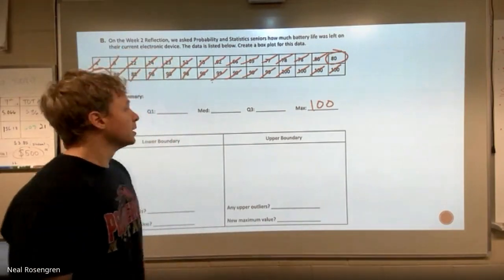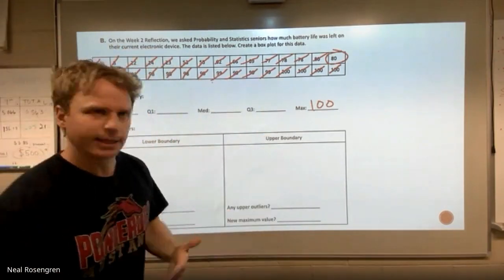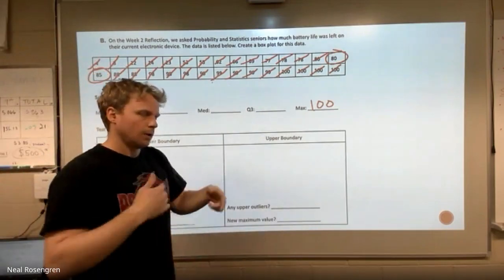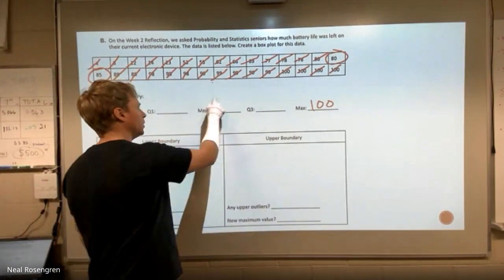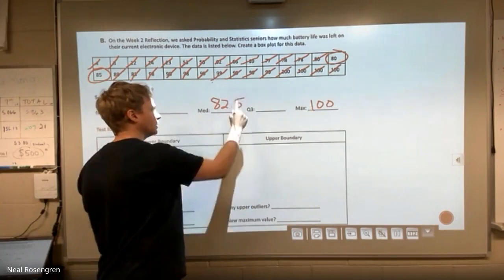It's pretty cool. All right, so 80 and 85 are left, so I have to take the average: add them up, see what you get, divide by 2, or just find the middle, 82.5.